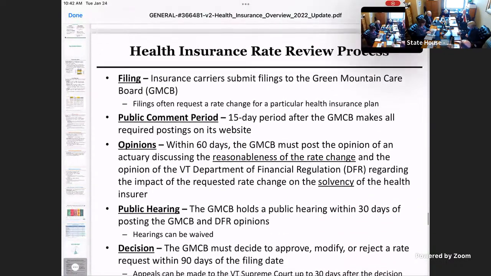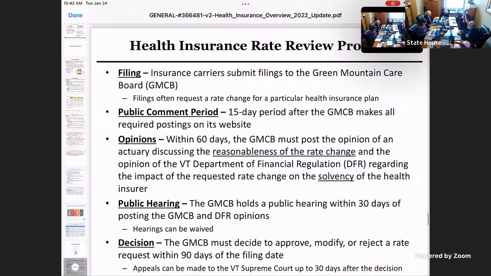So there is this health insurance rate review process. The Green Mountain Care Board is primarily the regulator in the state who does this. An insurer would submit their filings to the Green Mountain Care Board. They often request a rate for a particular health insurance plan. So they won't just say, here's our rate.